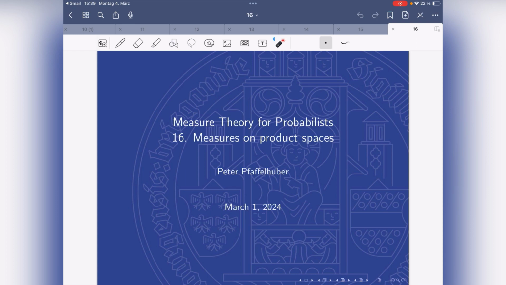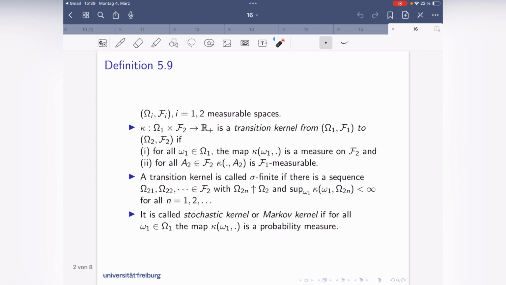So let's get started. We are dealing with measures on product spaces, and today these will only be finite products. So for example, let's just take two measurable spaces, and let's define something. First of all, we need a measure on the product. And usually you do this by a so-called transition kernel from one space to the other.